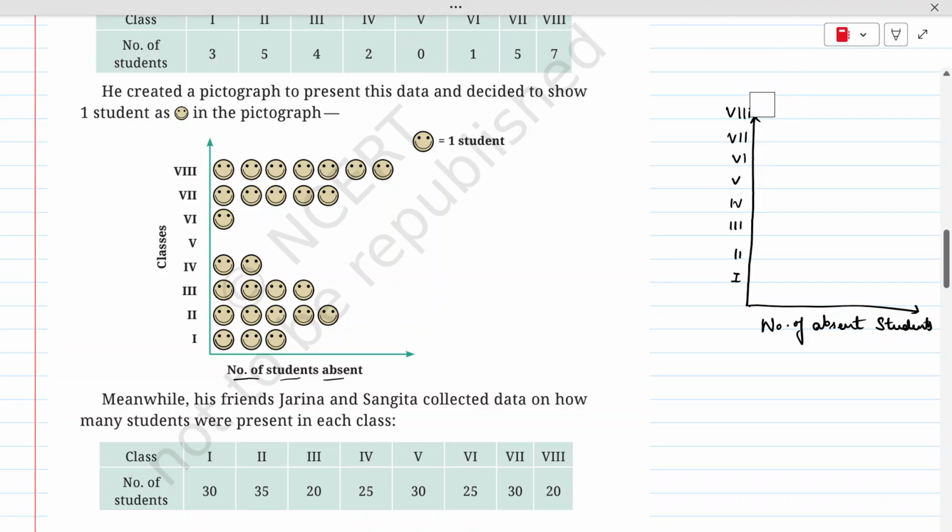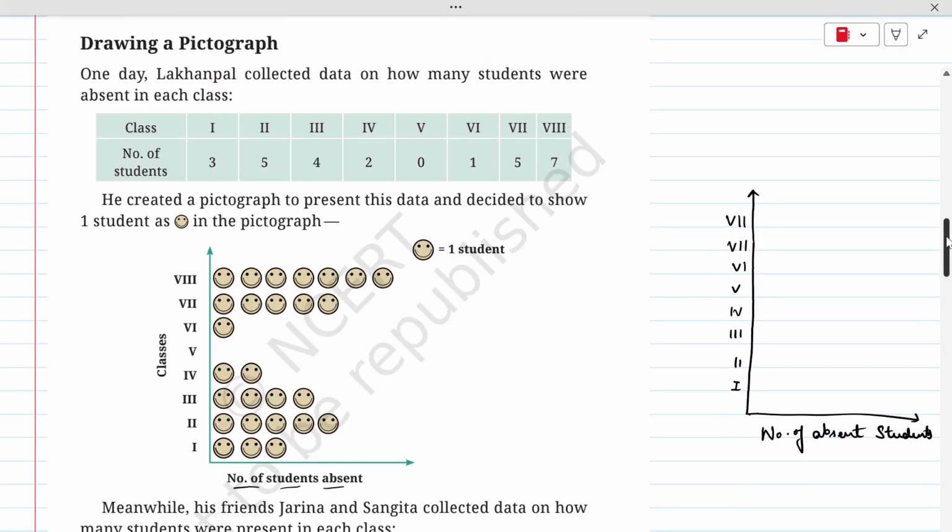I am extending this. So something like this. Okay, so now let's try to plot this. We also have this information, so let's try to plot. So in class first, we have 3 students. The number of students who were absent are 3, and we are representing 1 student with 1 smiley.